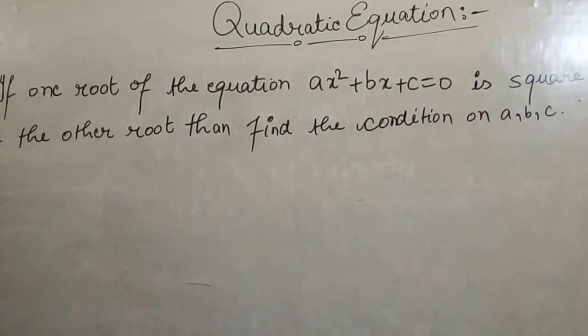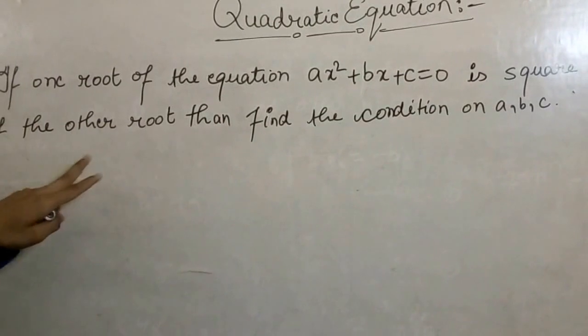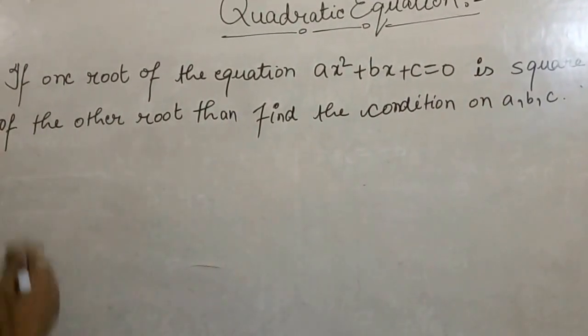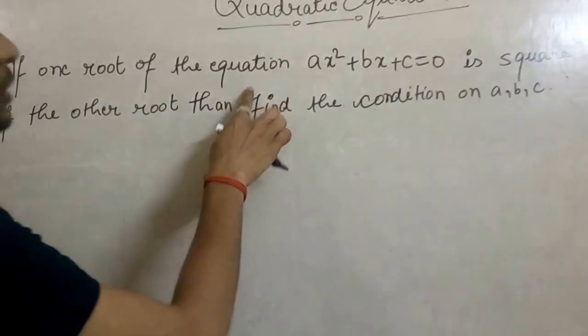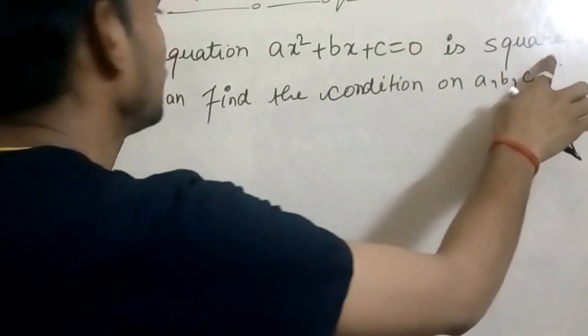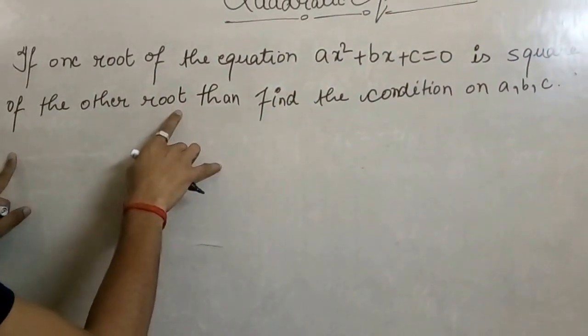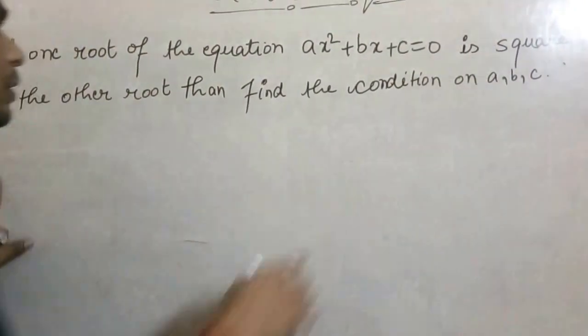This is the third lecture in which we will discuss the problem. So the problem is: if one root of the equation ax square plus bx plus c equal to 0 is the square of the other root, then find the condition on a, b, c. So read out the problem.